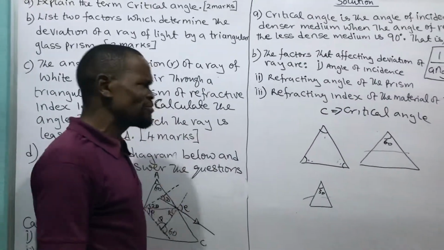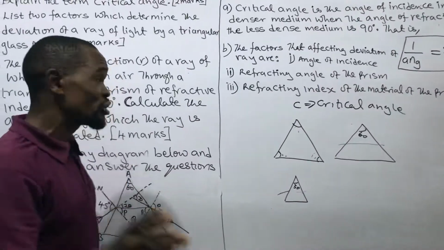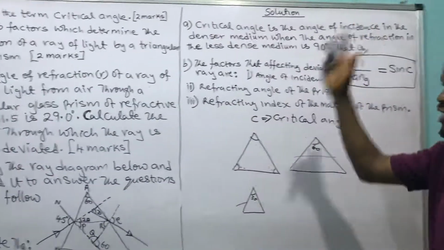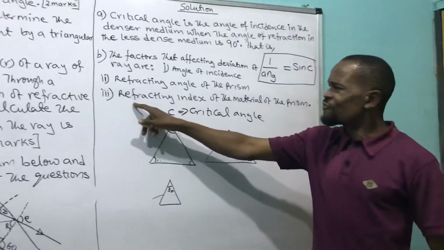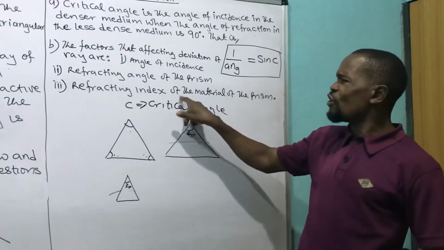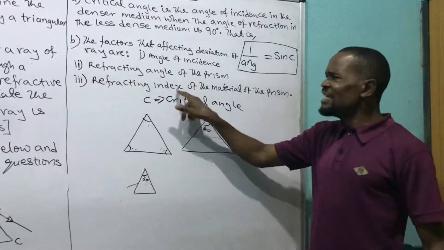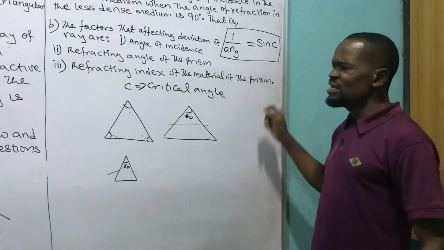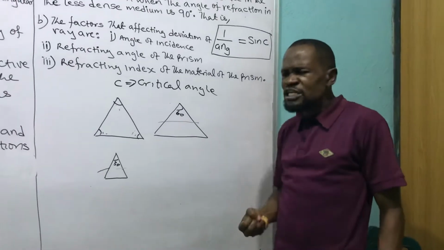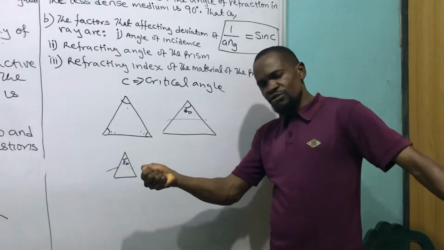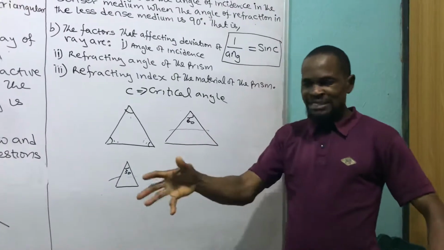Then the next one, the third one, because they asked us for 2, but we are presenting 3 here, so that you choose any one. The third one is the refractive index of the material of the prism. This is the ability of the prism to what? To deviate, to pierce easily.